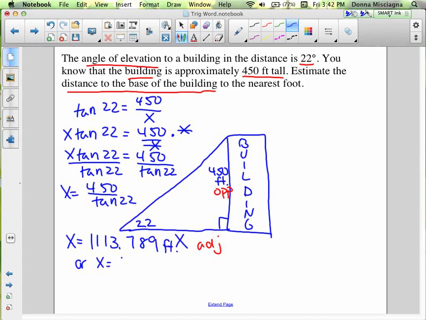If it tells us to round, especially on a state test or benchmark, we should round to 1,114 feet, because that would round up. And there we go, we have now answered this question.